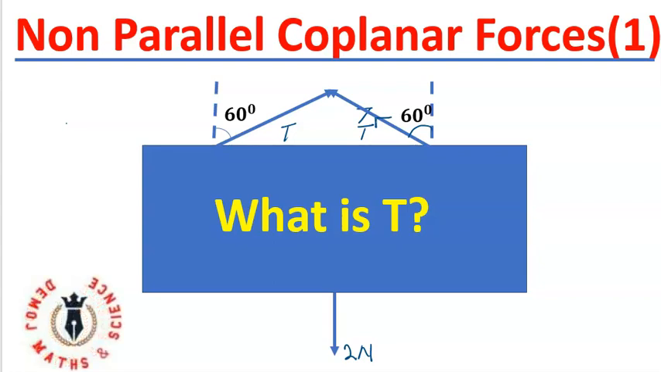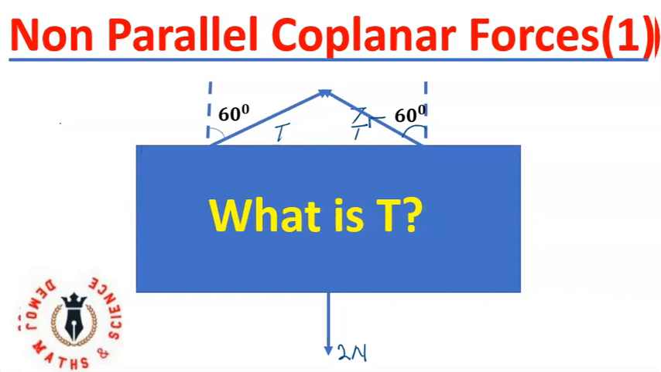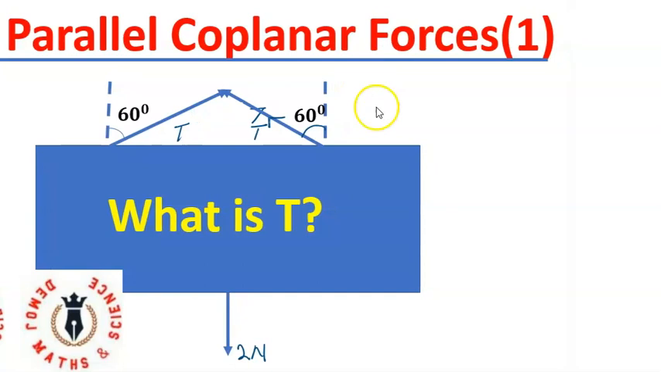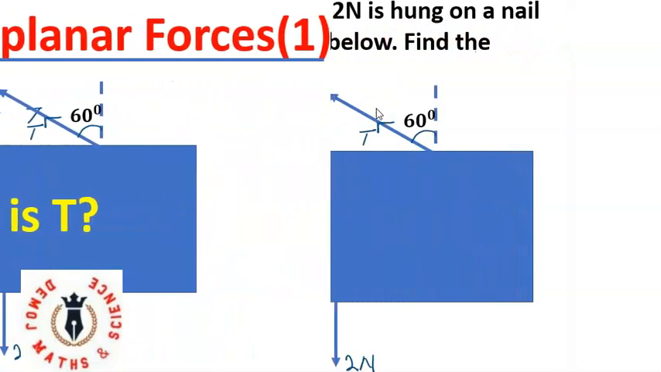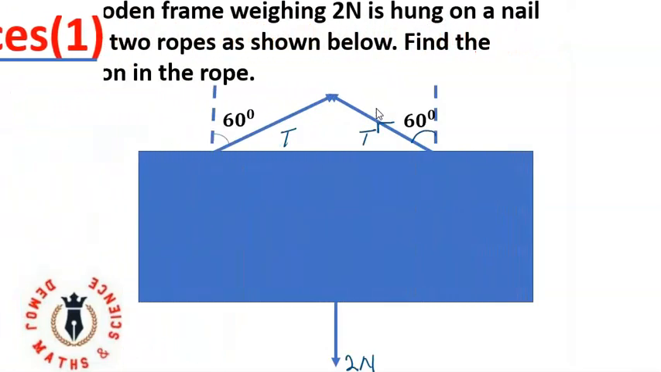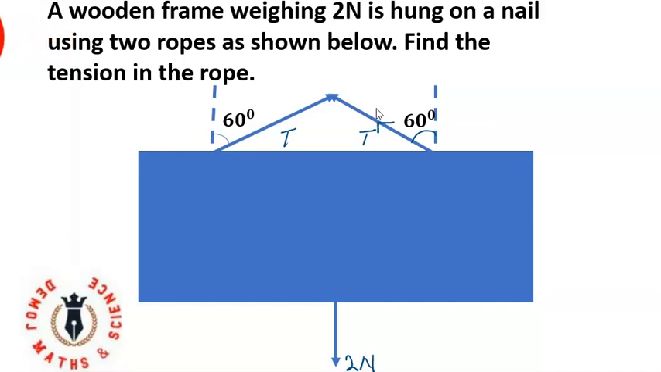In today's lesson, we'll continue with non-parallel coplanar forces. I have a question here that can help us understand it better. Our question says a wooden frame weighing 2 Newton is hung on a nail using 2 ropes as shown below. Find the tension in the rope.